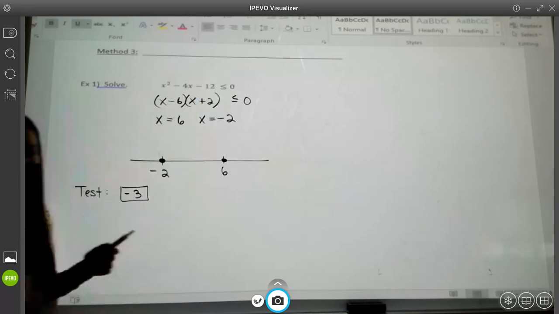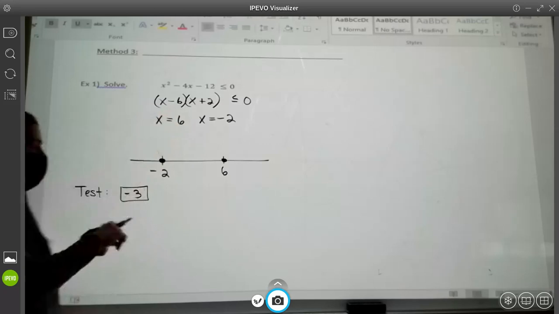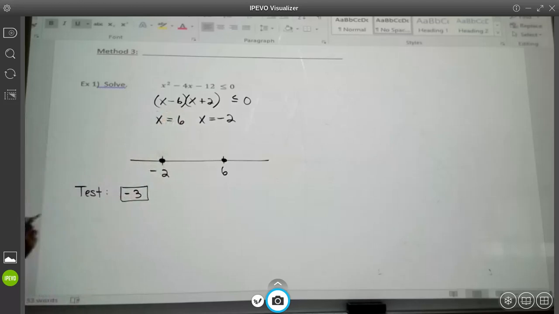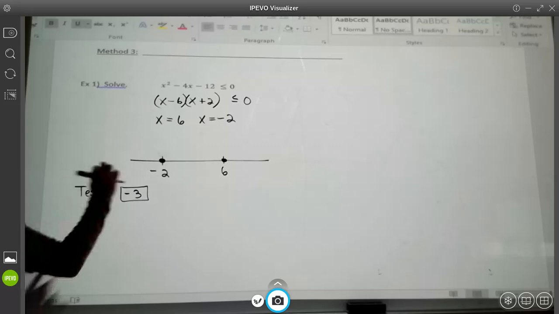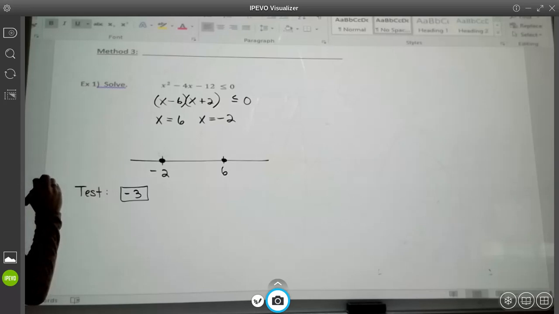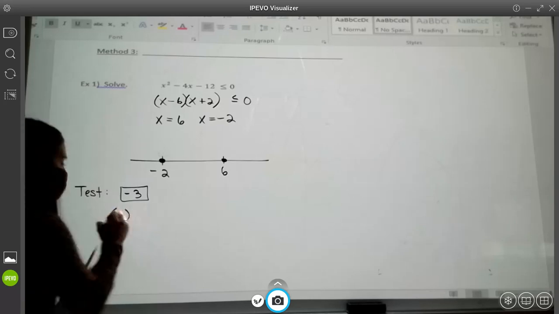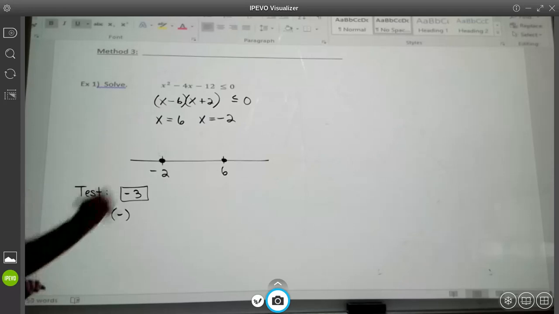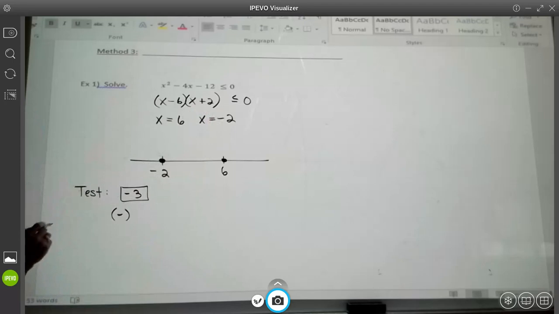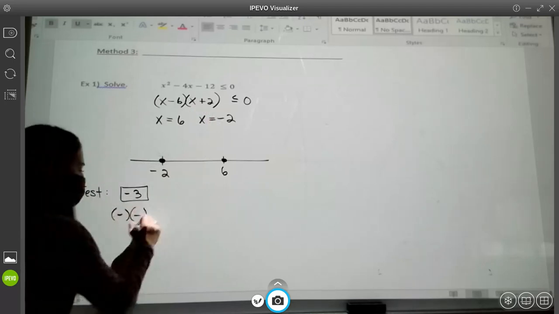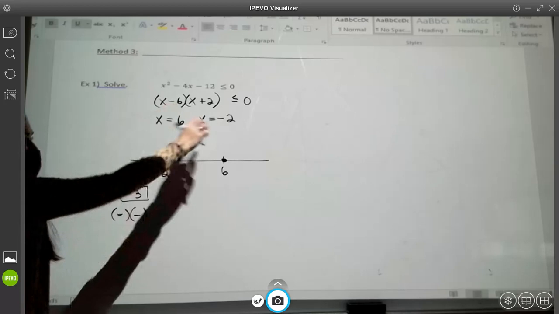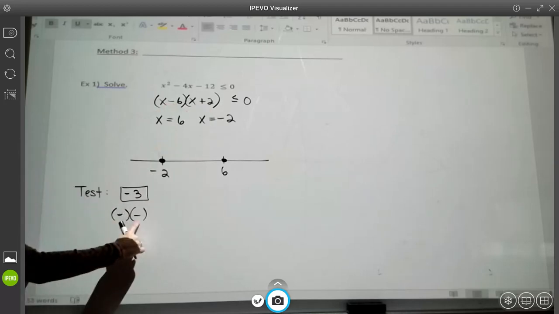If you plug negative 3 in, is negative 3 minus 6 going to be a positive or negative number? Negative. Again, we don't care about the number, we care about the sign. It's a sign analysis. All right, if you plug negative 3 in, is negative 3 plus 2 a positive or negative number? Negative. So guys, what's a negative times a negative going to be? Because I would have had a negative number here and a negative number there. Positive.